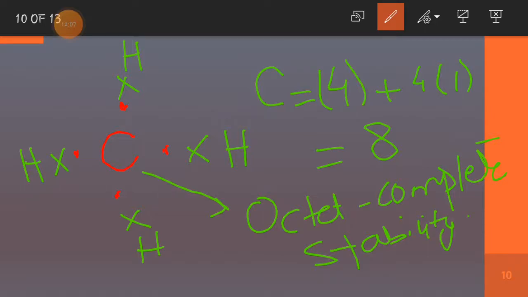Similarly, if you look at the hydrogen atom, one electron was present in its outermost shell, and the hydrogen atom shared this electron with 1 electron of the carbon atom. So the total number of electrons in the valence shell of the hydrogen atom becomes 2. So this means that the outermost or the valence shell for carbon and hydrogen both are complete now and both are stable.